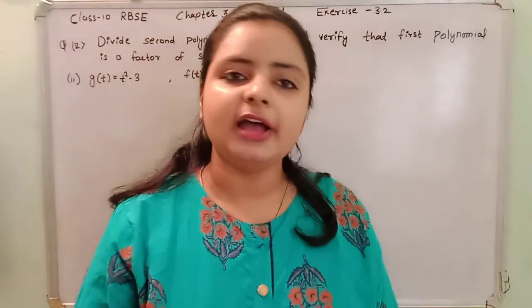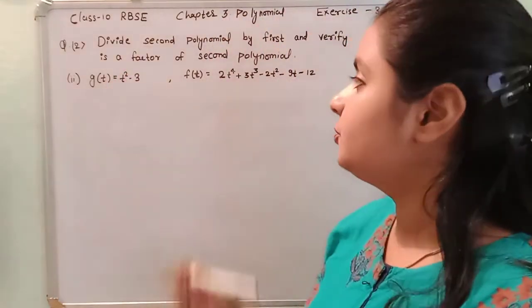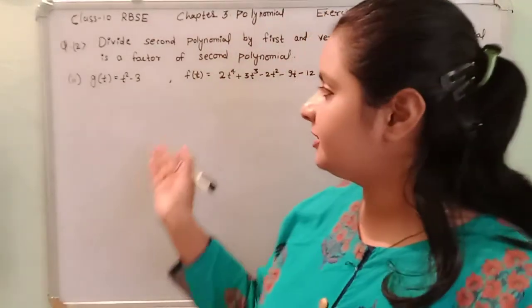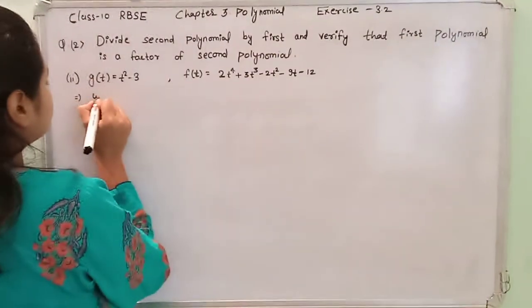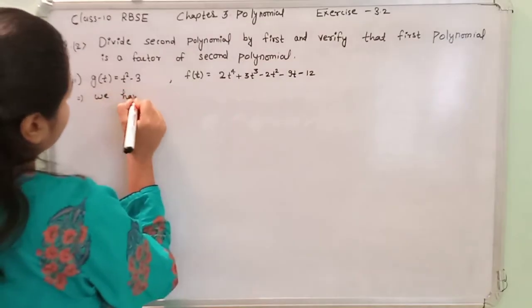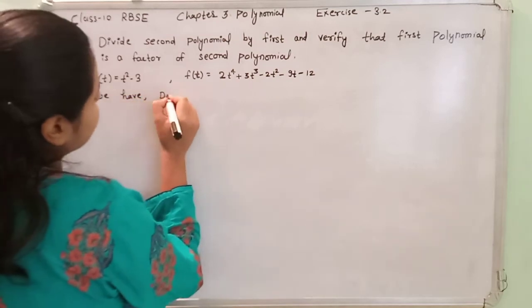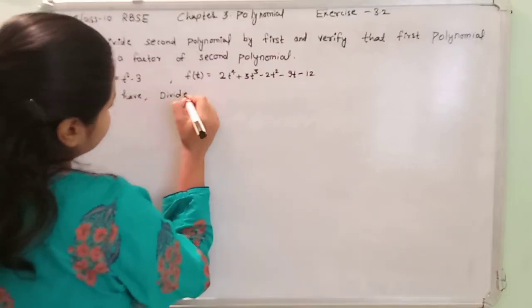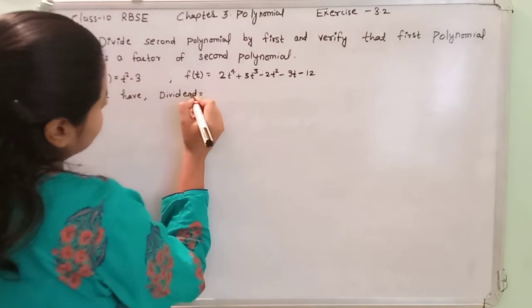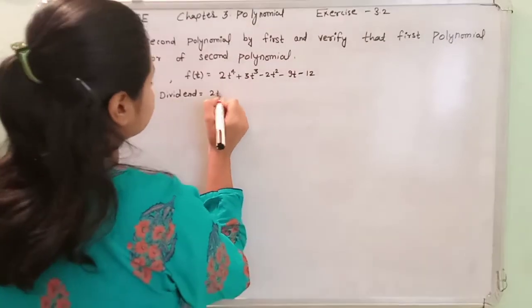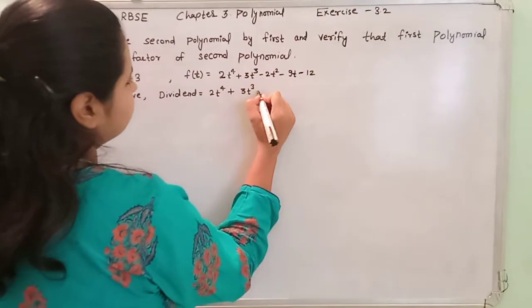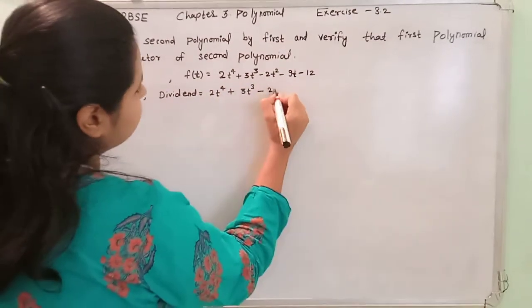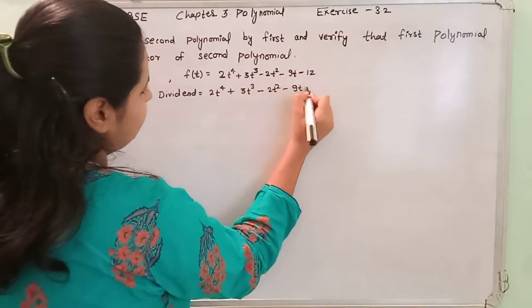Now we have the second part of question number two. So it is also the same as the first part. Fine. So here we have the dividend: 2t raised to the power 4 plus 3t cube minus 2t square minus 90 minus 12.